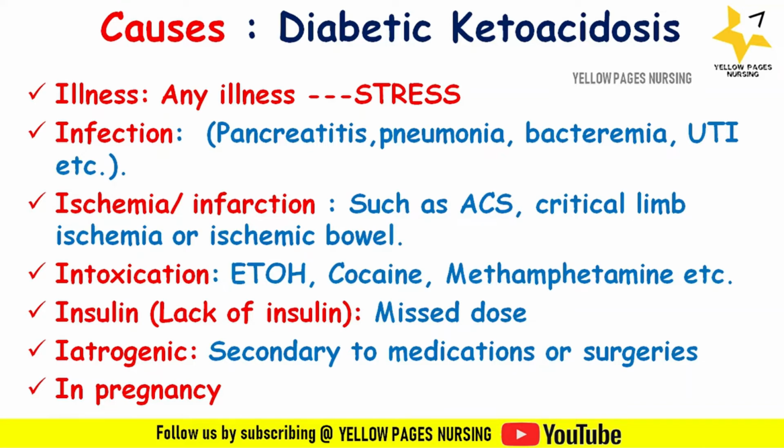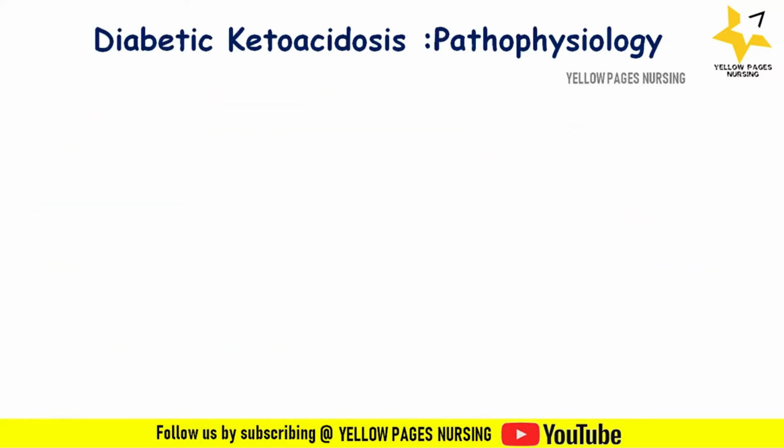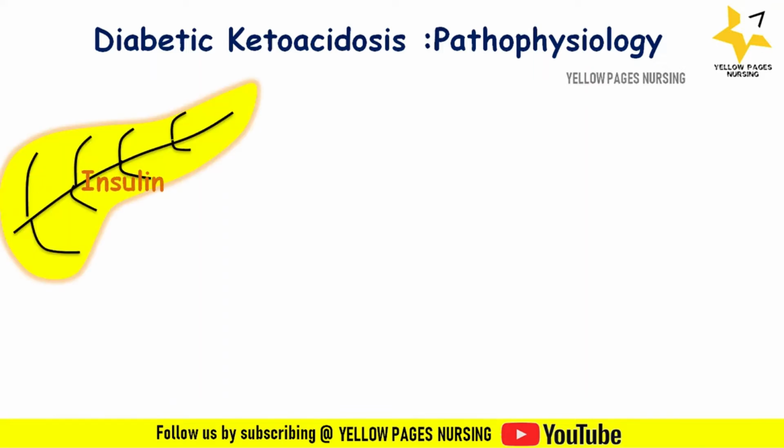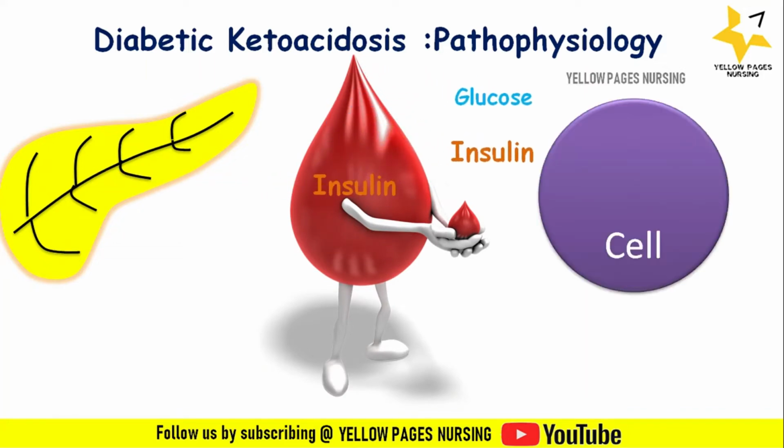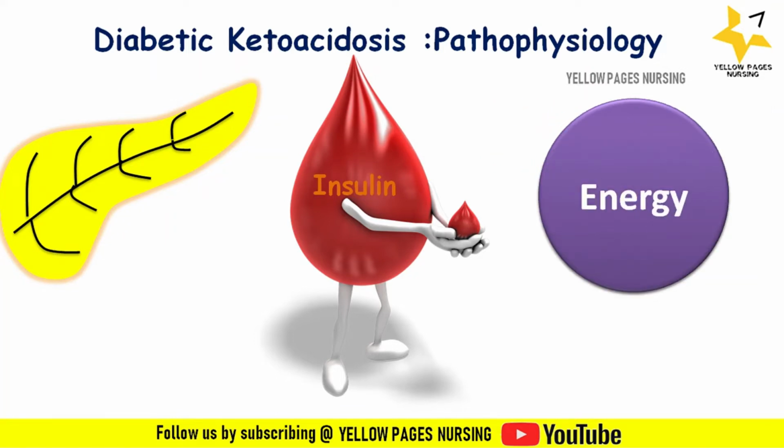Next, let's get into the pathophysiology of diabetic ketoacidosis. Before that, you should first know about the function of insulin so that you will have a clear idea about the pathophysiology. The pancreas makes insulin and releases it into the bloodstream. Insulin helps to move glucose into the cells. Cells use this glucose for energy, and the body stores any extra glucose in the liver, muscles, and fat cells.